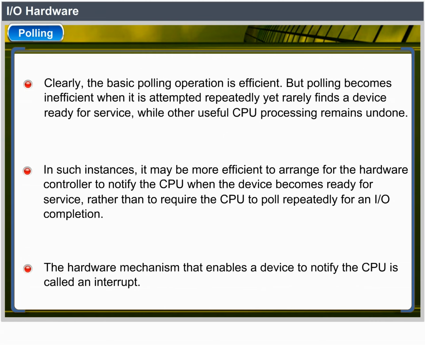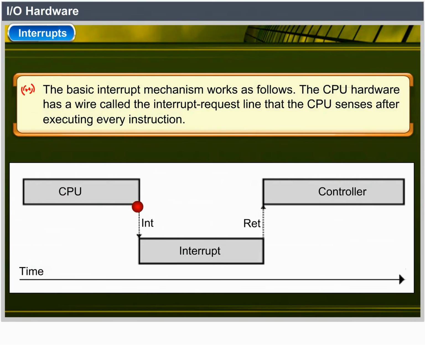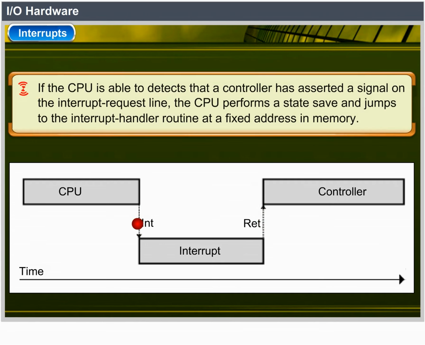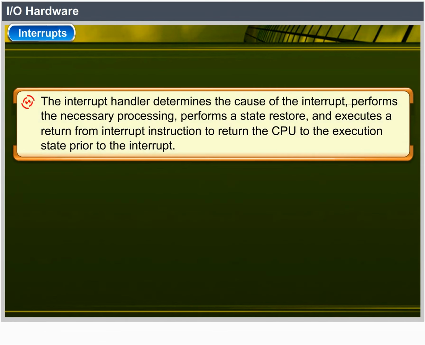Interrupts. The basic interrupt mechanism works as follows. The CPU hardware has a wire called the interrupt request line that the CPU senses after executing every instruction. When the CPU detects that a controller has asserted a signal on the interrupt request line, the CPU performs a state save and jumps into the interrupt handler routine at a fixed address in memory. The interrupt handler determines the cause of the interrupt, performs the necessary processing, performs a state restore, and executes a return from interrupt instruction to return the CPU to the execution state prior to the interrupt.